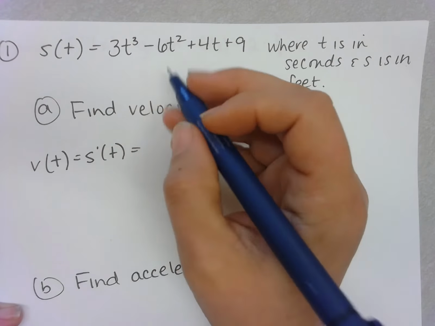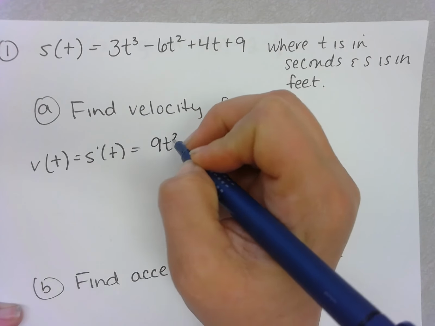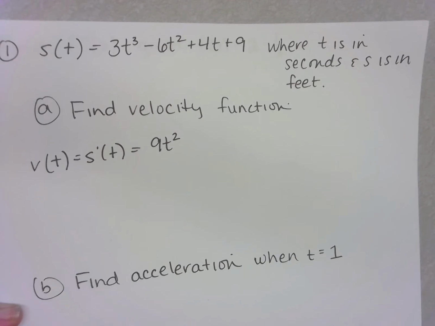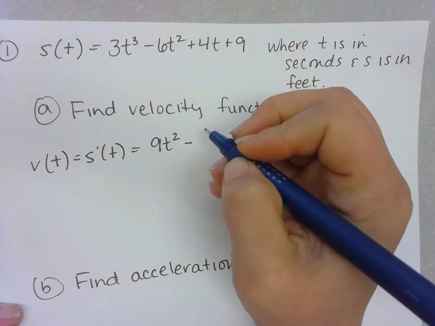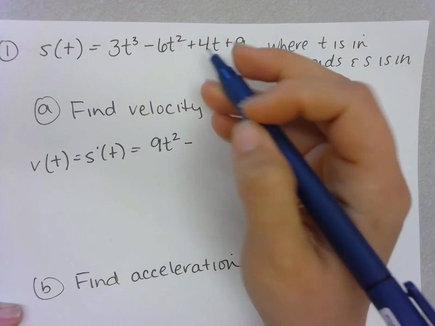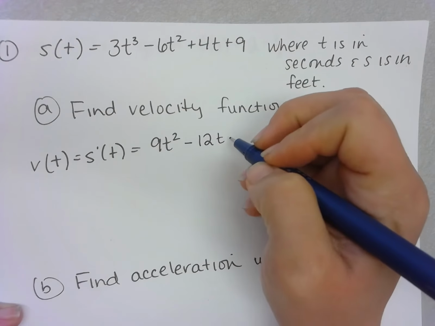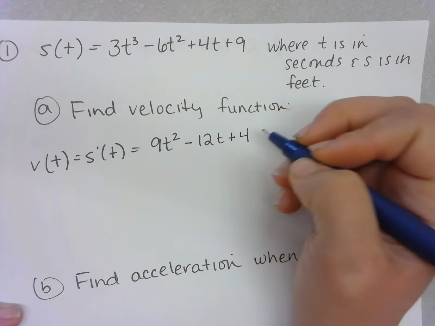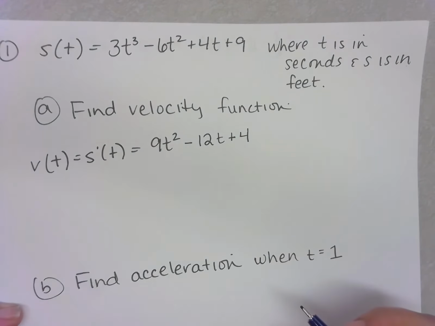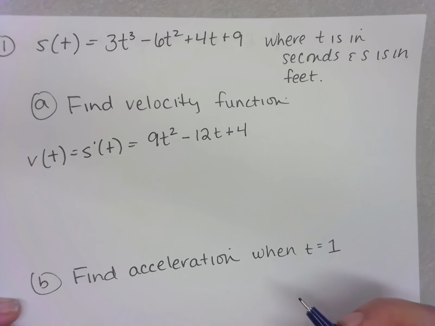So we have 3 times 3, which is 9t to the 1 less power, squared. Then I have minus 6 times 2, right? 12t, and then plus 4, the derivative of a constant is 0. So that's I've got my velocity function.